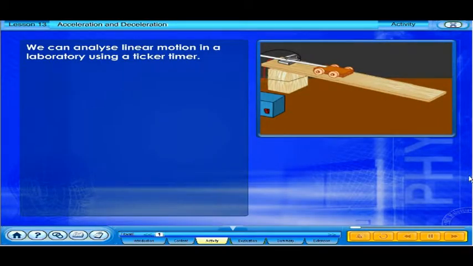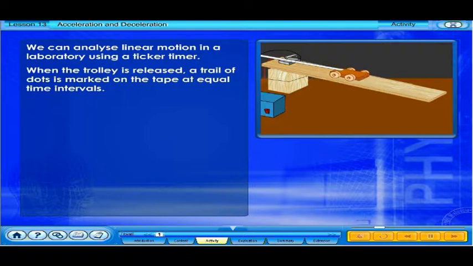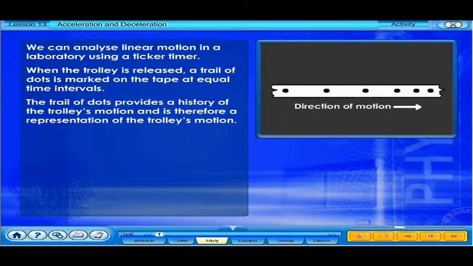We can analyze linear motion in a laboratory using a ticker timer. A ticker tape is attached to a trolley on an inclined runway. When the trolley is released, a trail of dots is marked on the tape at equal time intervals. The trail of dots provides a history of the trolley's motion and is therefore a representation of the trolley's motion.